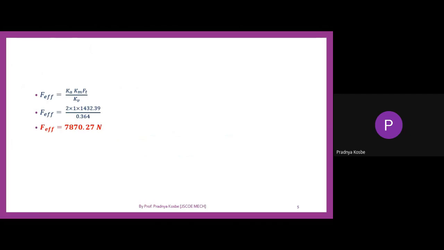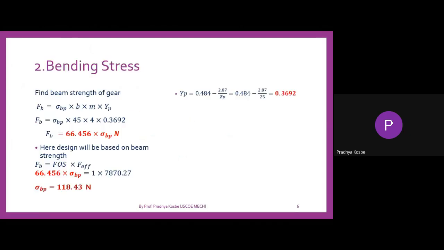Second, what is asked? The second thing asked is bending stress. Where does bending stress come into the picture? It comes into the picture in the beam strength of the gear. So when both the gears are of the same material, the pinion is always the weaker member. So we'll calculate the beam strength of the pinion. Correct? Here gear means pinion gear. Remember that. So FB is equal to sigma BP into b into m into YP.